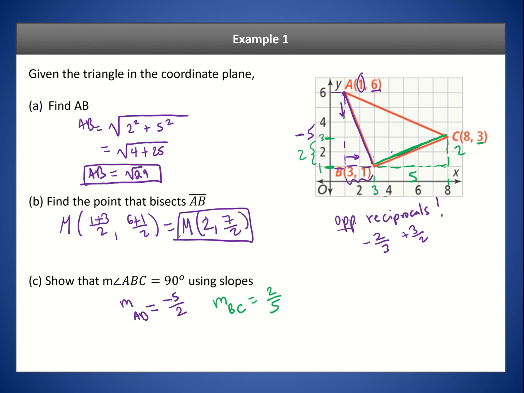And notice that these are opposite reciprocals. The signs change: this is an invisible positive, that's a negative, and they flip. So they're also reciprocals. That's a good thing. That means they cross at a 90-degree angle, and that right there is a 90-degree angle. Therefore, the measure of angle ABC equals 90 degrees. So these two slopes are perpendicular.